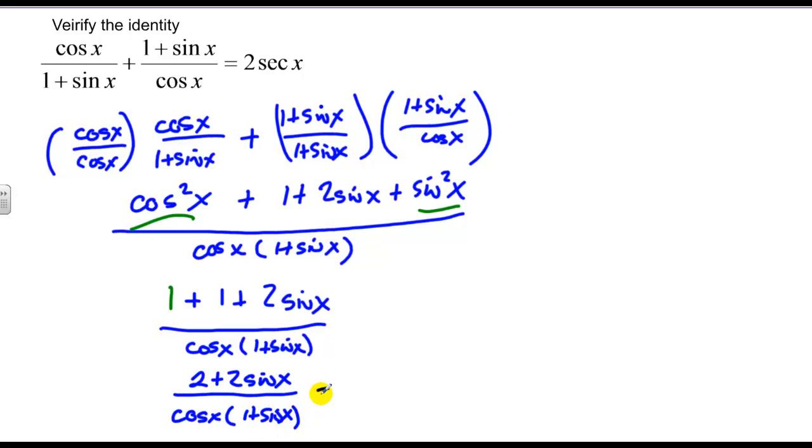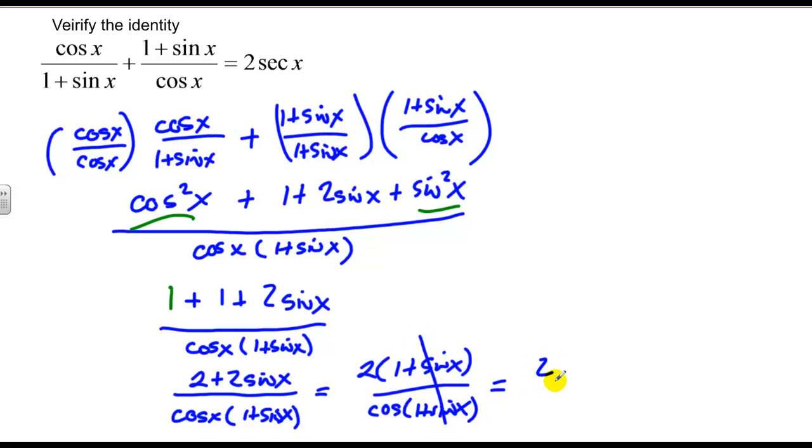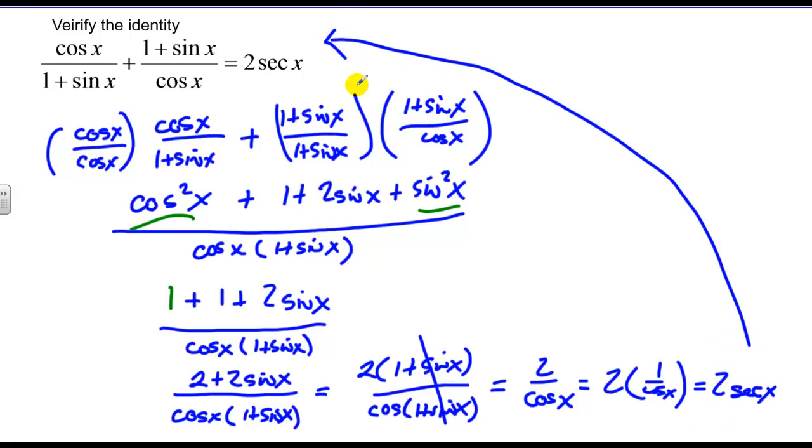Notice the numerator is going to factor. Pull out a 2, get 1 plus sine of x over cosine times 1 plus sine of x. Reduce. Get 2 over cosine of x. Now what do you know? That's the same as 2 times 1 over cosine of x, or 2 secant of x. And that's what I was looking for.